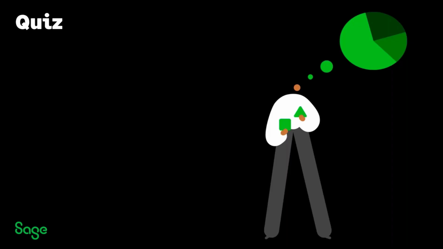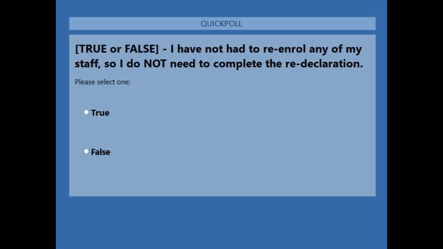And last one for you, this one's true or false. So true or false: I have not had to re-enroll any of my staff, so I do not need to complete the redeclaration. Is that statement true, or is that statement false? So read that one carefully. It's a few double negatives. I have not had to re-enroll any of my staff, so I do not need to complete the redeclaration. True or false?